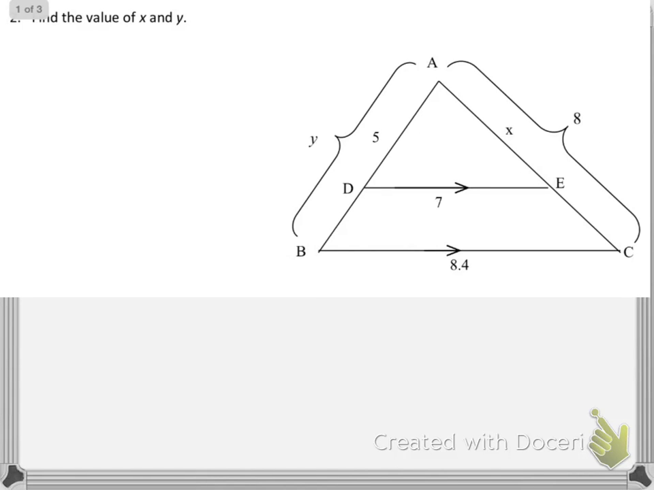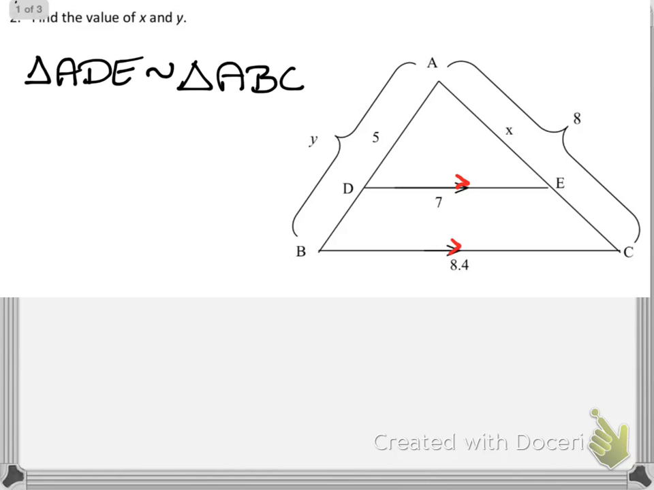In this next one, find the value of x and y. A lot of people said you can't do it because you can't use SOHCAHTOA on non-right angle triangles. And it's true, you can't use SOHCAHTOA, but we should be able to see that there are two triangles which are similar here, ADE and ABC. They're similar because the parallel lines right here tell us that they are, right?